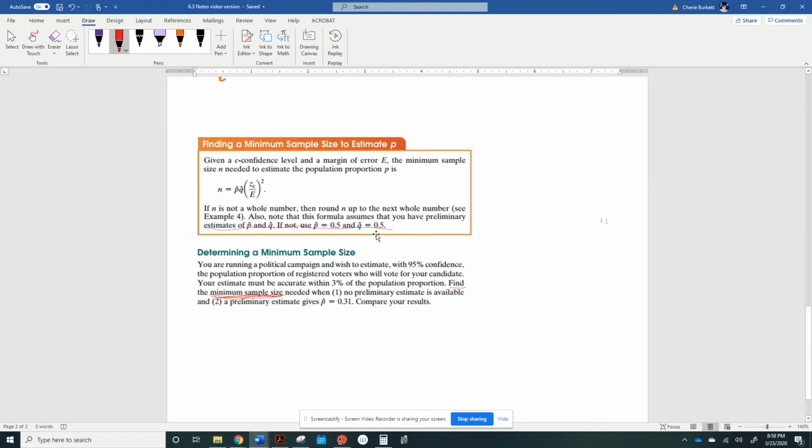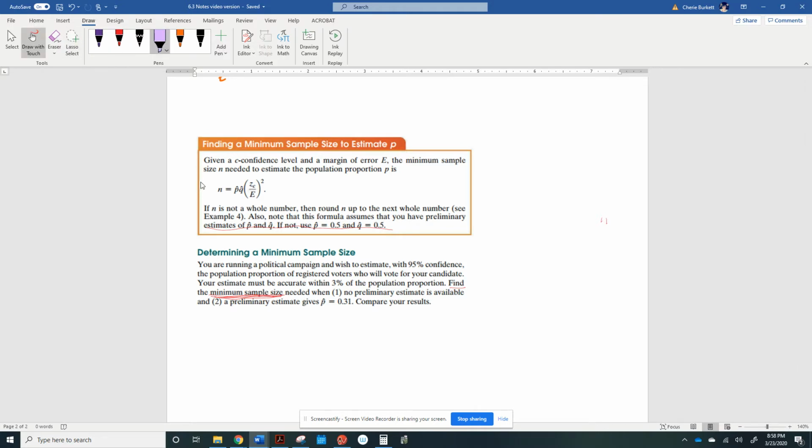Okay, so the last thing that I'm going to go over is finding a minimum sample size. We did this in 6-1 when they gave us the population standard deviation, when they gave us sigma. I'll show you the formula in just a second. This is one of the most missed questions, though, on the Chapter 3 test. And I think it's because of this piece of information right here that people miss.